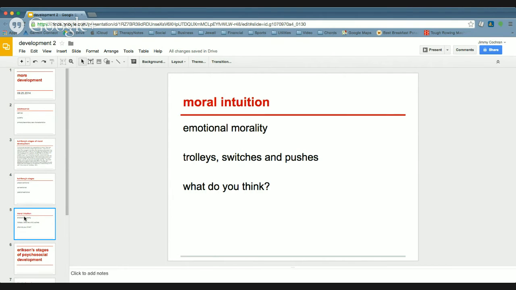Does pushing or pulling a lever generate a different emotional response for you than pushing the person onto the trolley? Would your answer change? Would you take action or would you not take action? And is there a difference in that question between the switch or the push?